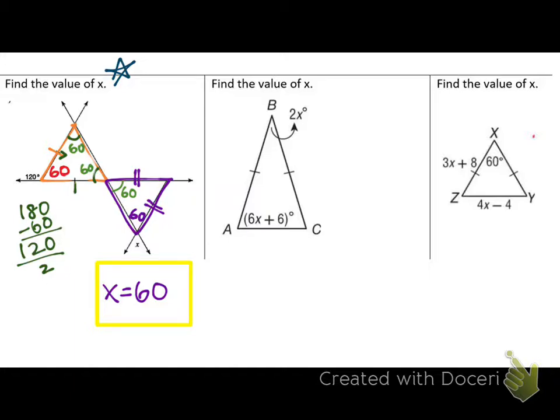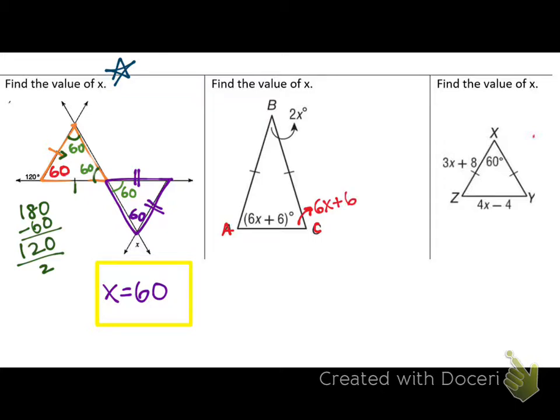The next one is on both exams. Which two angles will be congruent, A, B, or C? A and C. So can I call C x? No. I have to call it the same thing I called A, and A is called 6x plus 6, so C is called 6x plus 6.